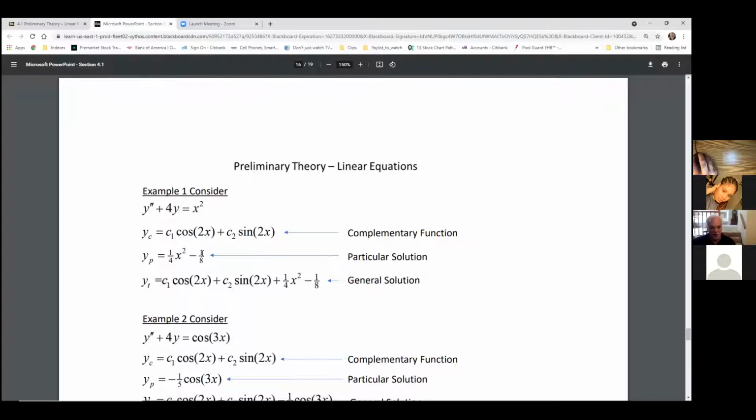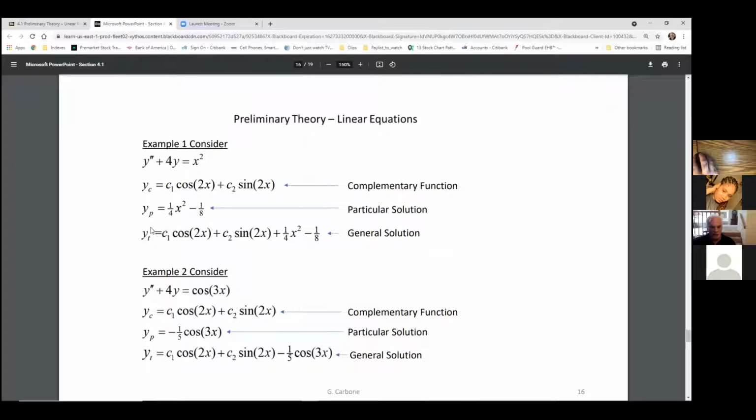If you plug this particular solution into here, you're going to see that you'll end up getting x squared on both sides. We'll learn how to find a particular solution, and we'll learn how to find the complementary solution. But right now all we're saying is that the total solution is the sum of the two.